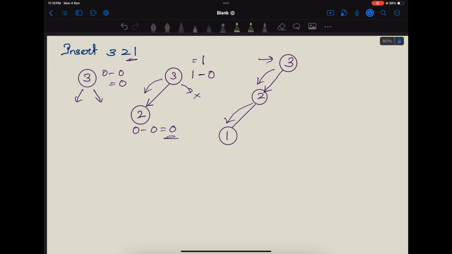So for 1, there is no left and there is no right, is equal to 0. And for 2, on the left hand side only one link is there and on the right hand side there is no link. So 1 minus 0 equal to 1. So for 3, on the left hand side we have 2 levels. So here the answer is 2 minus, and on the right hand side we don't have anything, so 0. So 2 minus 0 is equal to 2. The imbalance factor has occurred.